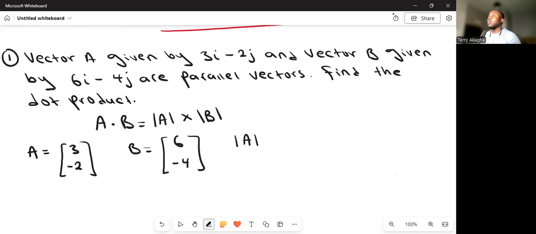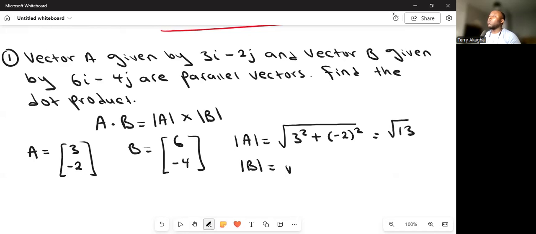Now, the magnitude of A is going to be equal to the square root of 3 squared plus minus 2 squared. That gives us 9 plus 4, which is 13. Then we can also find the magnitude of B, which is the square root of 6 squared plus minus 4 squared. That will be 16 plus 36, and that gives us 2 root 13.